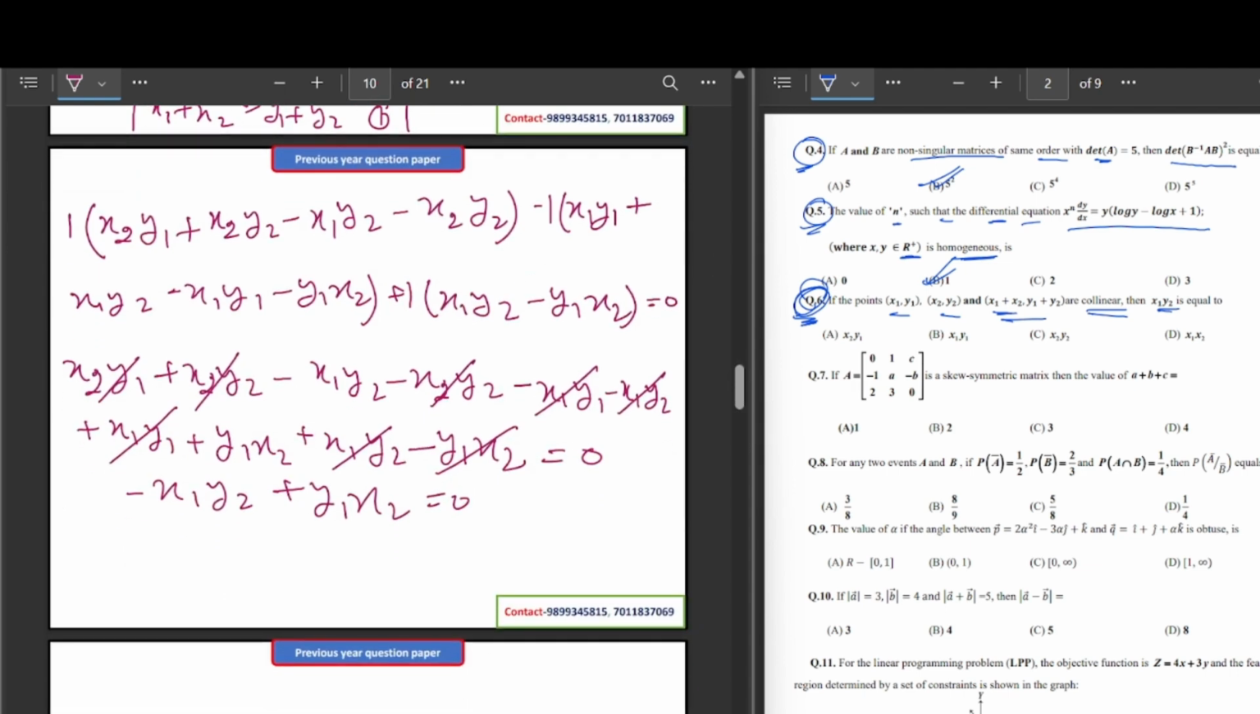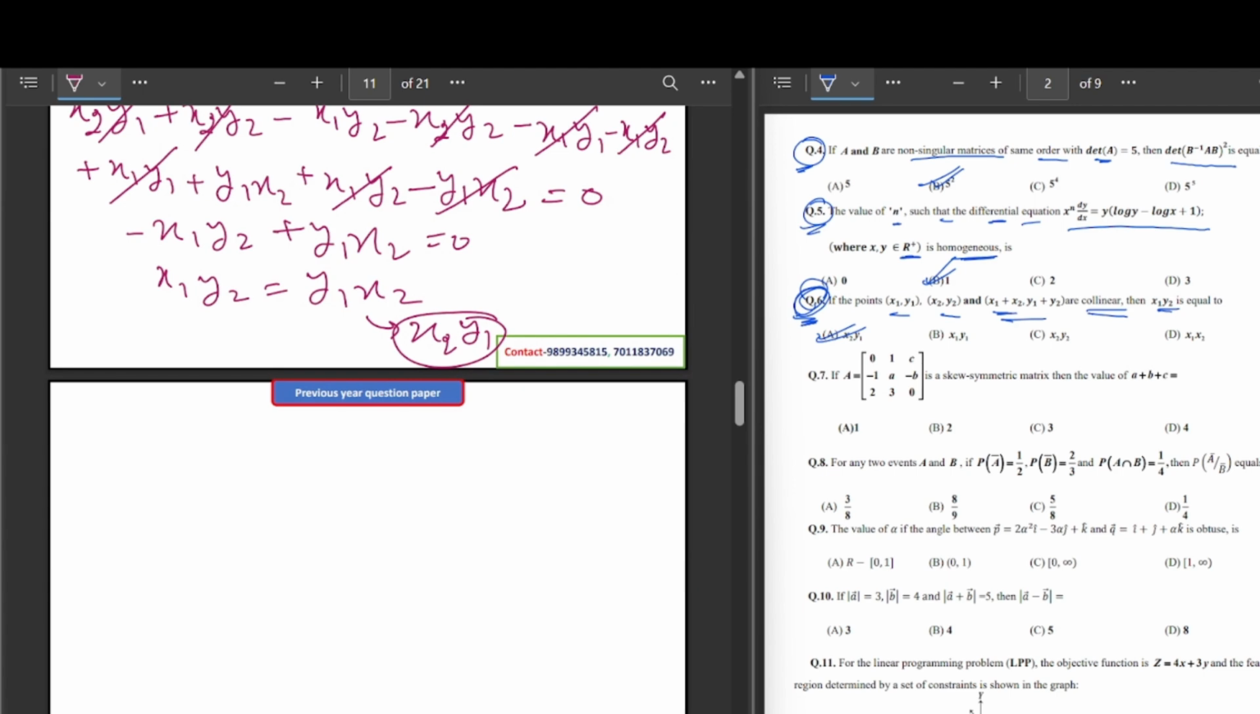So we can write it like that: x1 y2 is equal to y1 x2. So in the question, x1 y2 is equal to y1 x2, or we can also write x2 y1. So option number A is correct. Now let us move forward. Question number 7.